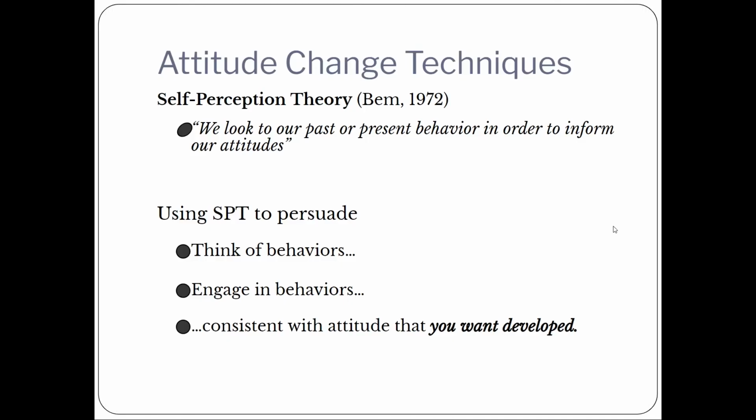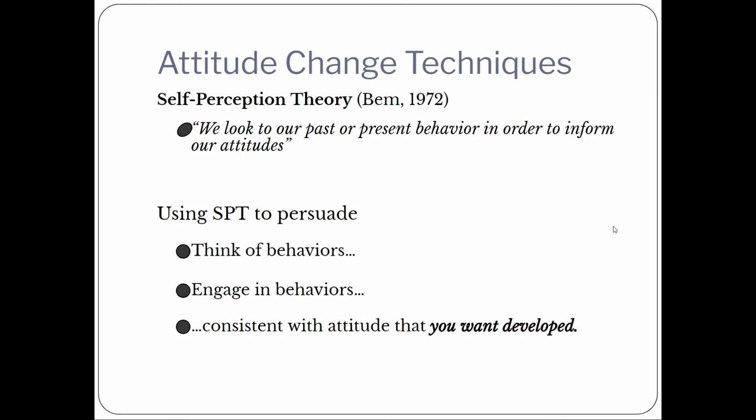All right, so let's talk about some attitude change techniques, some compliance techniques that we can apply to affect people's attitude and behavior. The first one, which we actually discussed in a previous lecture, is self-perception theory, which basically says that we look to our past or present behavior in order to inform our attitudes. So what we do would actually inform how we perceive ourselves and how we think about things.